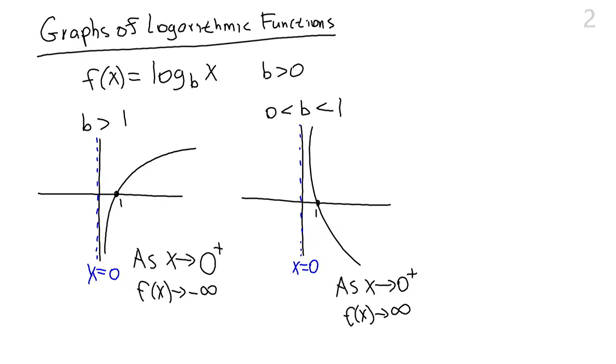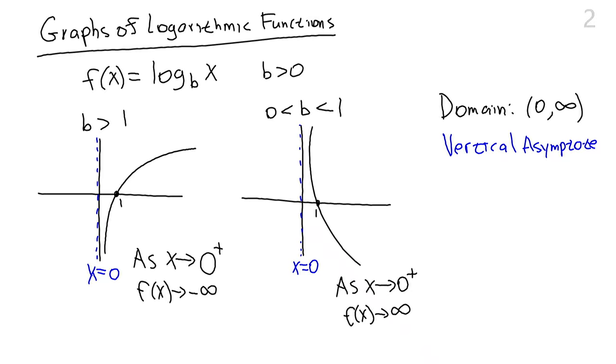Another important feature of logarithmic functions is that unlike exponential functions, they're not defined everywhere. The domain of logarithm functions is only positive numbers, 0 to infinity. And they will have vertical asymptotes, vertical asymptote at x equals 0.